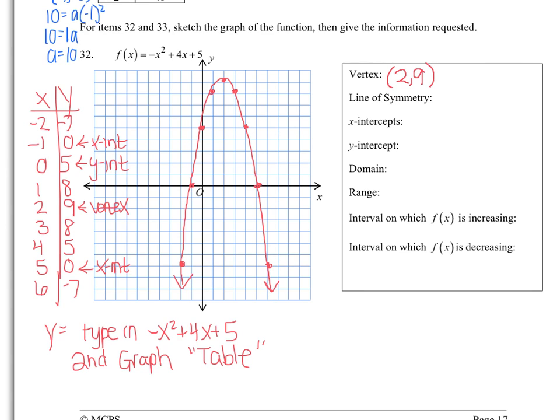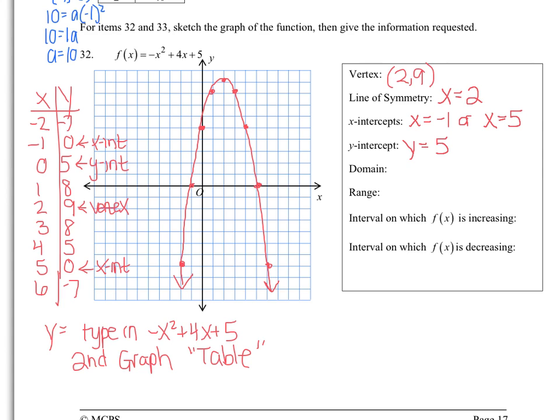Our line of symmetry is the line that goes through the vertex and splits the parabola in half so that you have a perfect reflection. That's always going to be the x value of the vertex. It's a vertical line, so it's going to be of the form x equals, and in this case, x equals 2. My x-intercepts are x equals -1 or x equals 5. My y-intercept is when y equals 5.